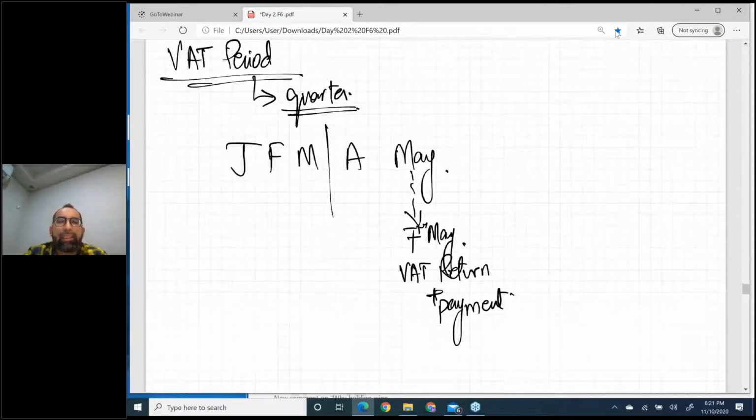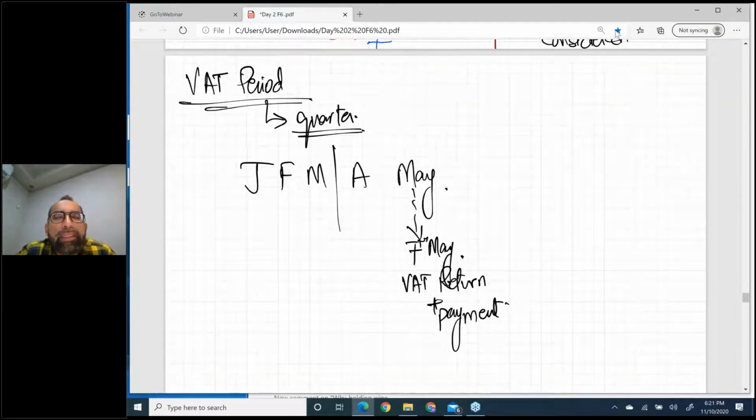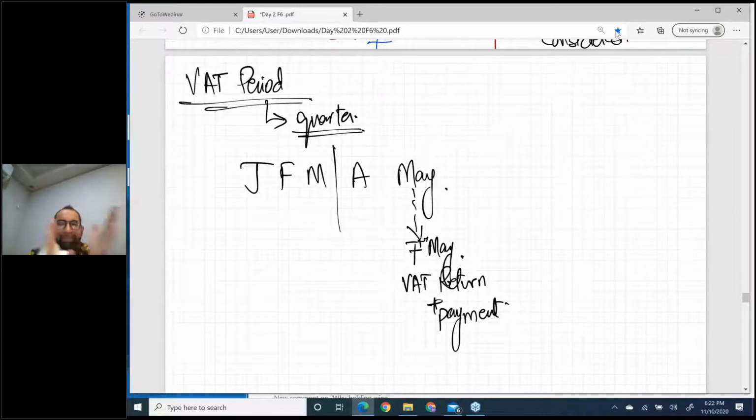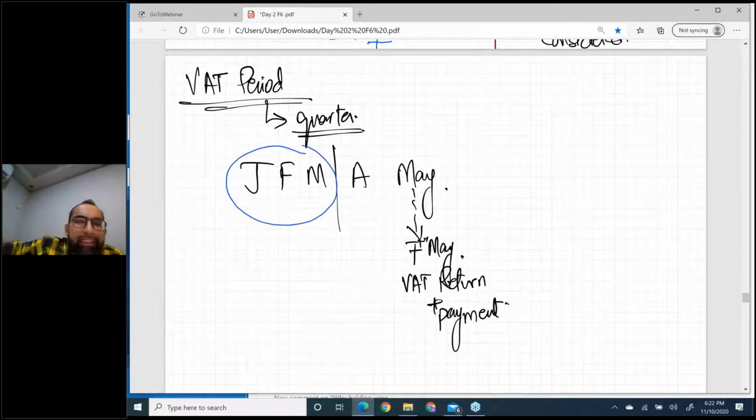Now, there is one thing which we call the VAT period. The VAT period is a quarter. That means we have to present ourselves in front of the tax department after every quarter. Say for example, your VAT period is January, February, March. So for this quarter, what is the due date for VAT payment?